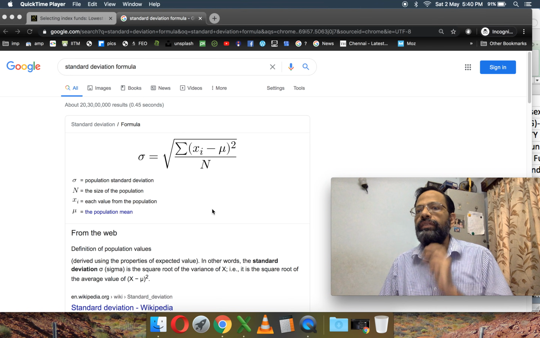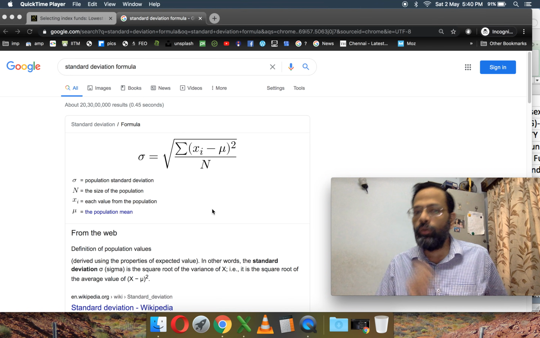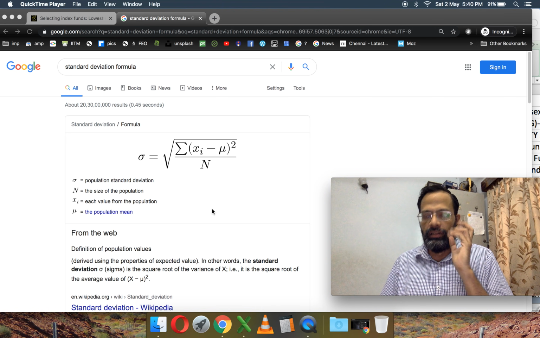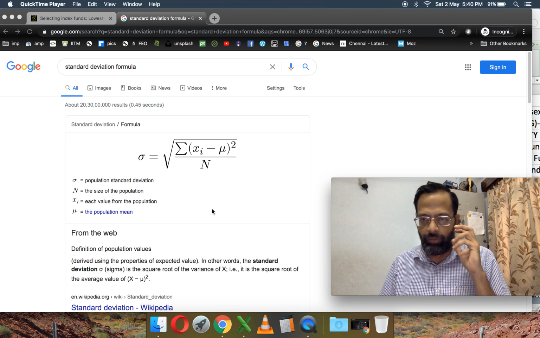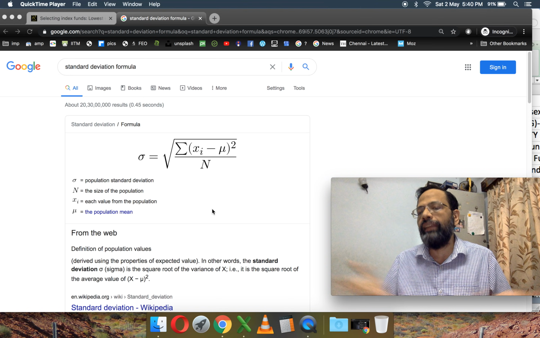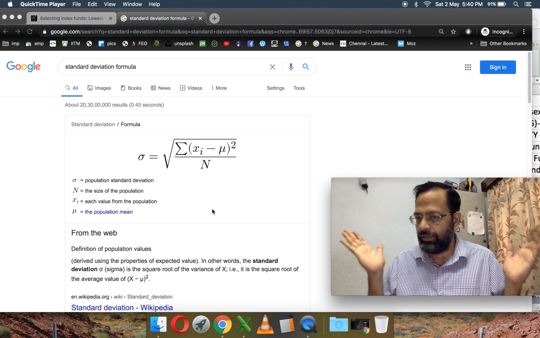The tracking error is defined in an identical manner. The only difference is they find the monthly return of the fund minus the monthly return of the index, the whole squared, and then they calculate the average of it and take the square root of it.